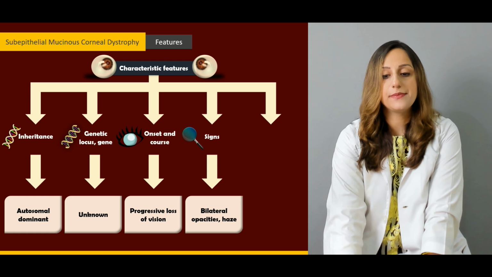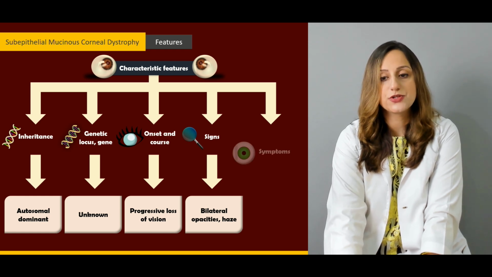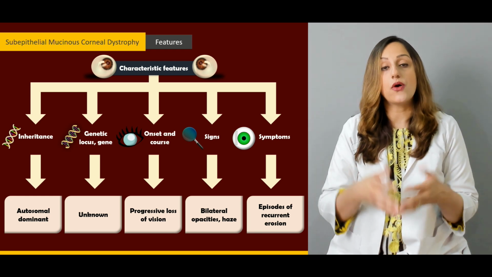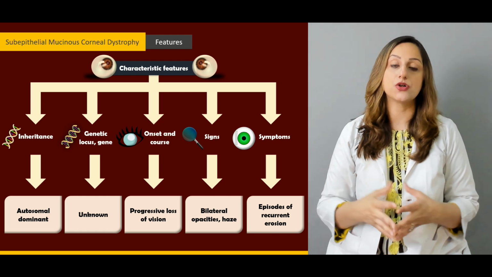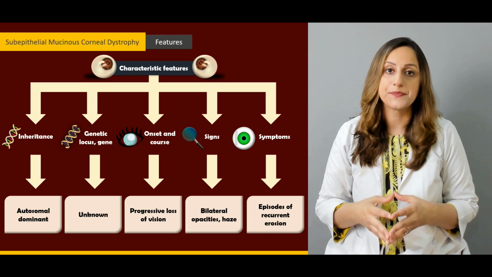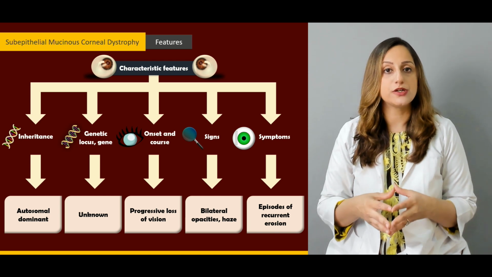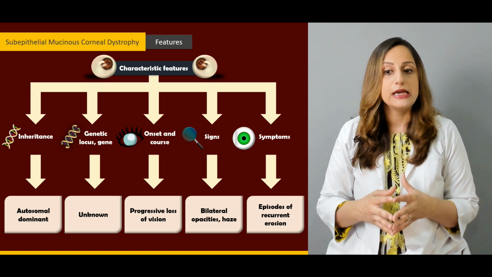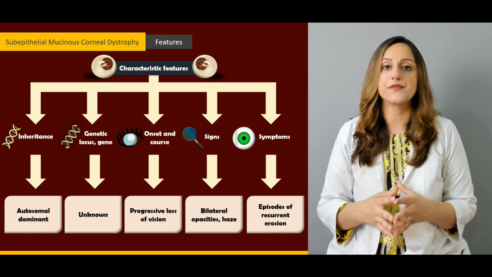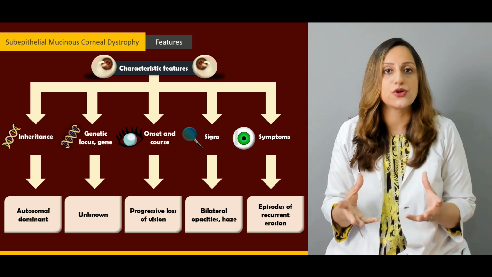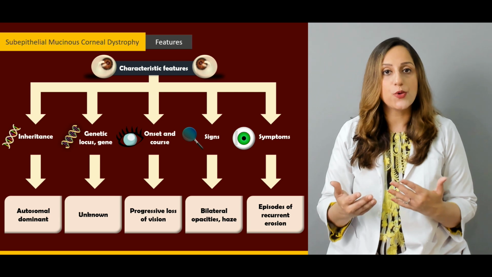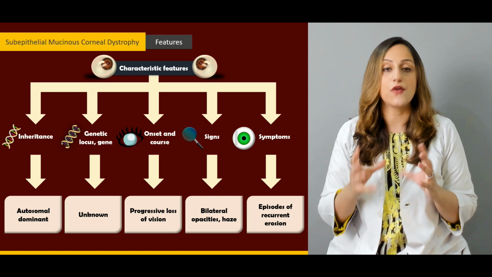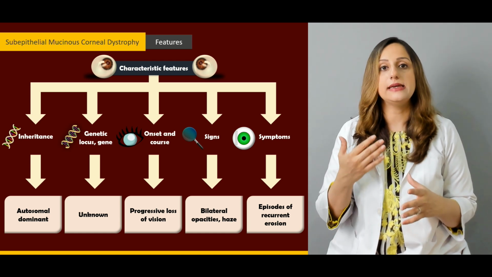The signs would be the bilateral opacities and haziness observed in the cornea, and the symptoms would be episodes of recurrent erosions. The cornea is more prone to the development of erosions in these individuals as well. It's a uniform factor, as you would observe while we are going through the different types and classifications of corneal dystrophies. You're going to note that all of these have similar signs and symptomatologies. How do you get to know what kind of dystrophy this particular patient is suffering from? It is the peculiar features of the corneal haziness and the accompanying signs.